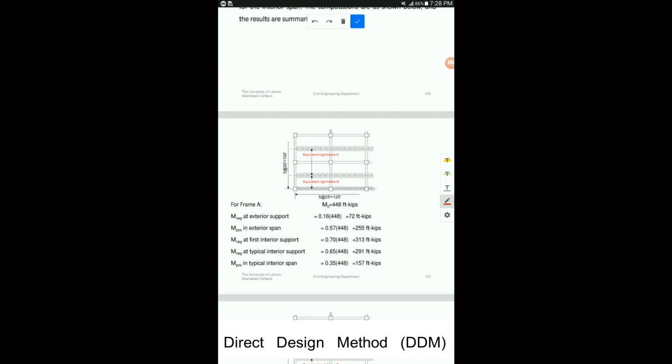In this way you are going to distribute the total factored static moment M0, which was 448 ft-kips calculated for the equivalent rigid frame A. You will distribute this moment into 5 locations using these coefficients, the ones we have discussed right now. This was location 1, then location 2, then location 3, then location 4, and this was location 5. These are the two typical ones, and for the others we have selected from a case. In the same way you will do the distribution for the equivalent rigid frames B, C and D.